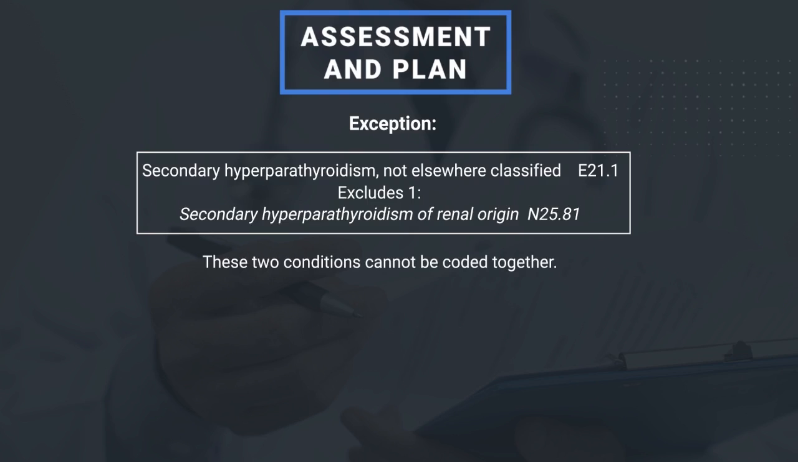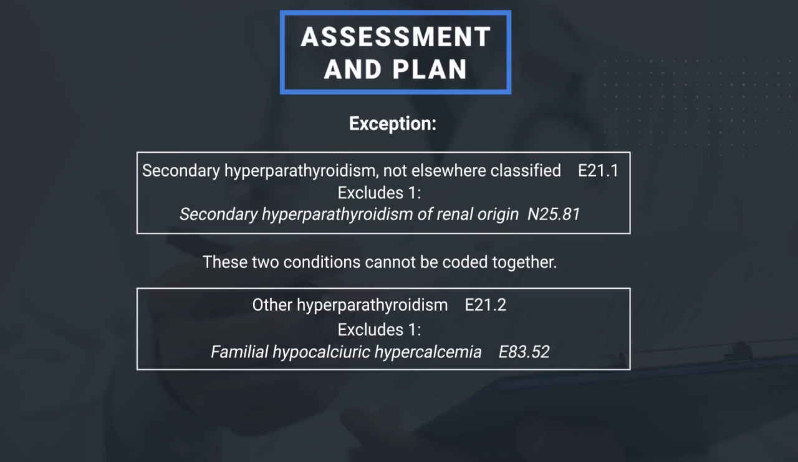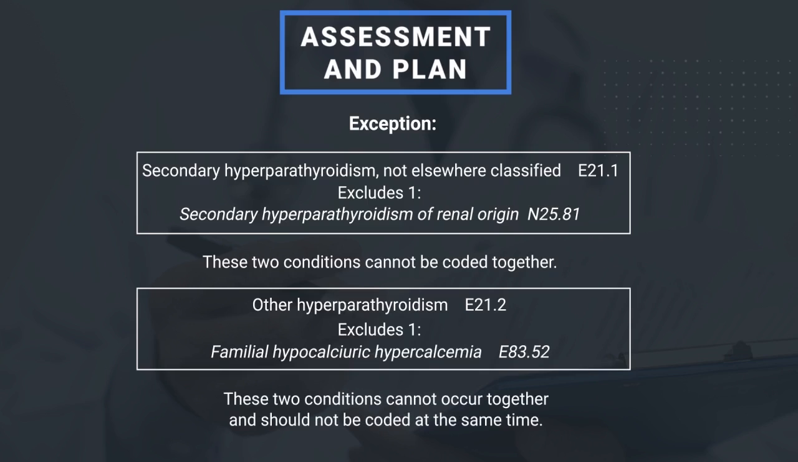Similarly, other hyperparathyroidism with the code E21.2 has an excludes one note of familial hypocalciuric hypercalcemia, which is coded as E83.52. These two conditions cannot occur together and hence should not be coded at the same time.